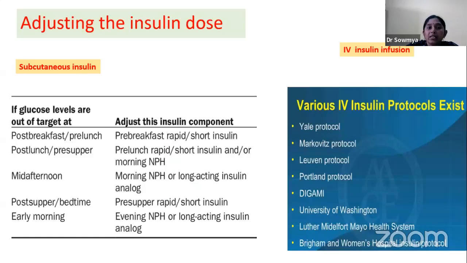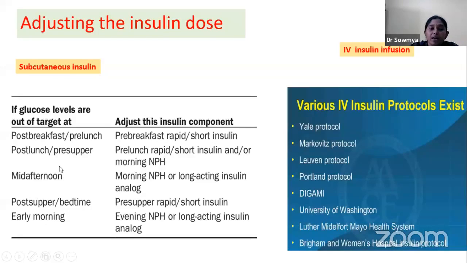So coming to adjusting the insulin dose. Whenever we are using subcutaneous insulin, if the glucose levels are out of target, for example after breakfast or before lunch the glucose is high, then we have to adjust the before-breakfast rapid or short insulin. If the post-lunch or pre-supper glucose values are high, we have to adjust the pre-lunch rapid or short insulin or the morning NPH, which is an intermediate acting.